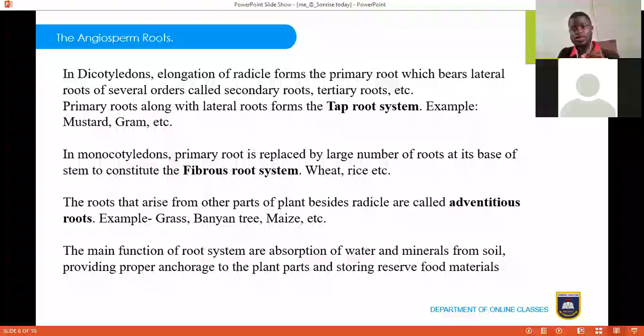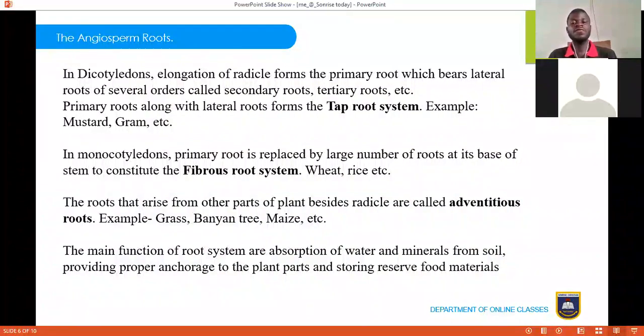In the monocots, however, there is no primary root, but we have a series of roots that arise from the base of the stem. And this is called the fibrous root system. It has roots that are similar in shape and size. All right. So you find this in rice, wheat, maize, and all the grasses.